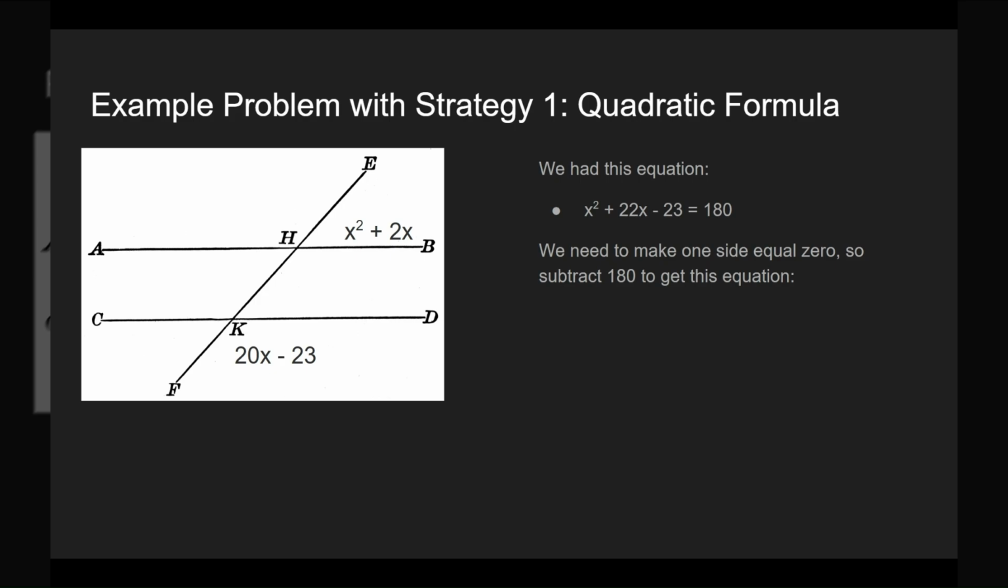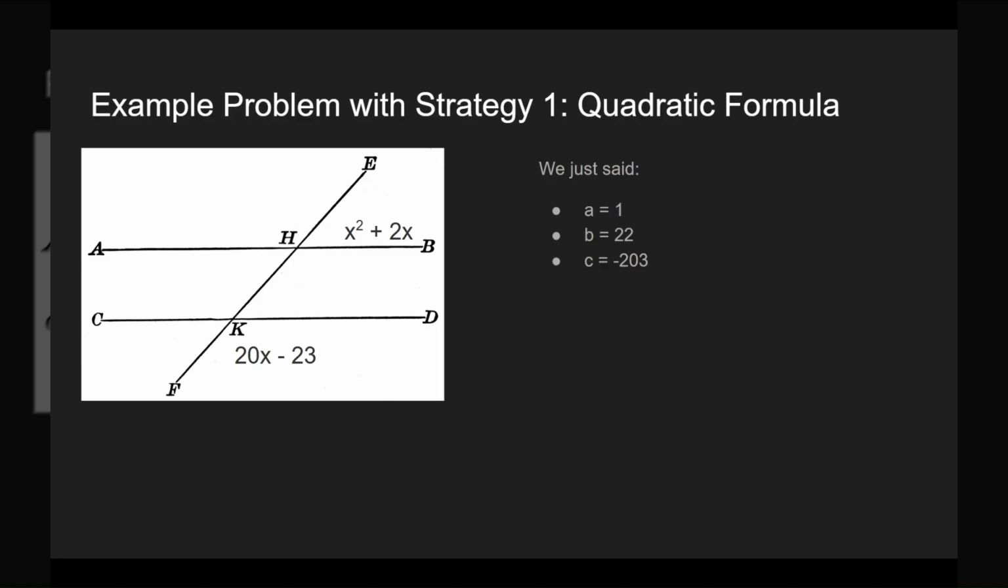So we subtract 180 from both sides to turn it into x squared plus 22x minus 203 equals 0. This is now in the form of ax squared plus bx plus c equals 0. So we can identify a is 1, because if there's no coefficient written there, it's a 1. B is 22, and c is negative 203. Negative because it's being subtracted. So we just said a is 1, b is 22, c is negative 203.